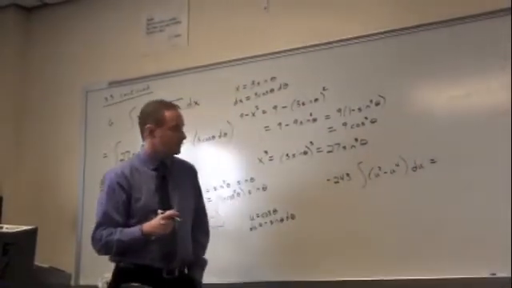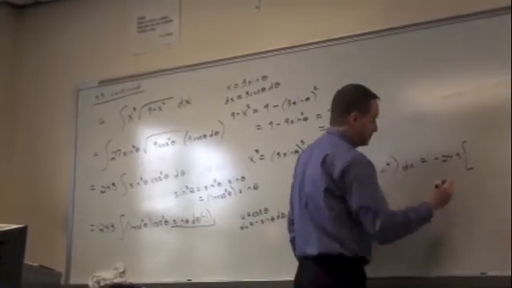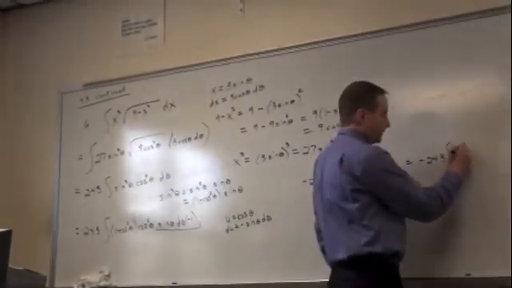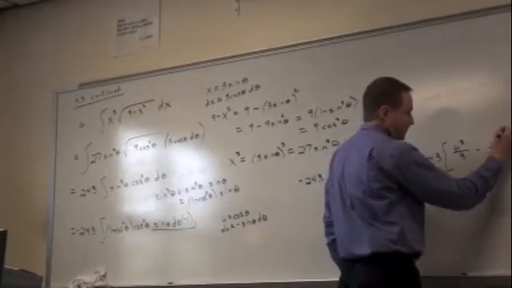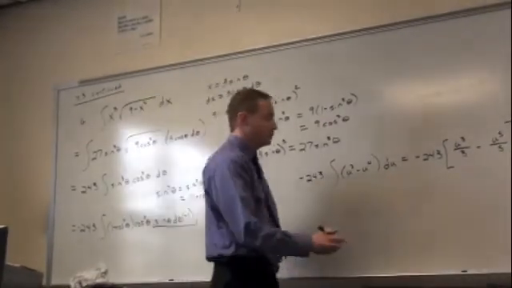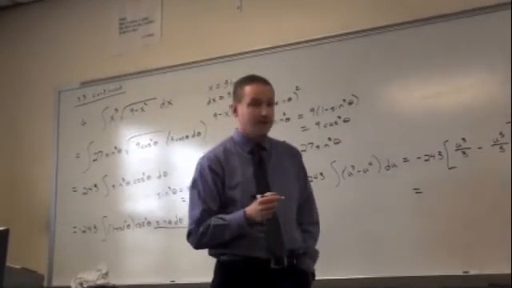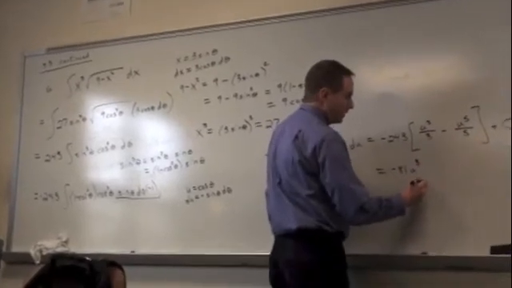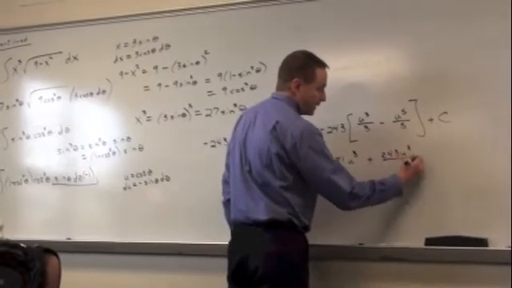So my answer in terms of u, I'll get negative 243 times the group, u cubed over 3 minus u to the 5th over 5, plus the constant of integration. So I think I would prefer to go ahead and distribute that 243. 243 divided by 3 is 81. I'll get negative 81 u cubed, and then it'll be plus 243 u to the 5th over 5.